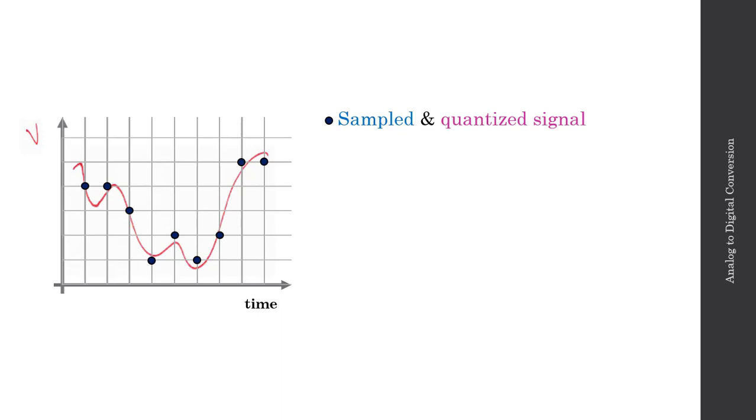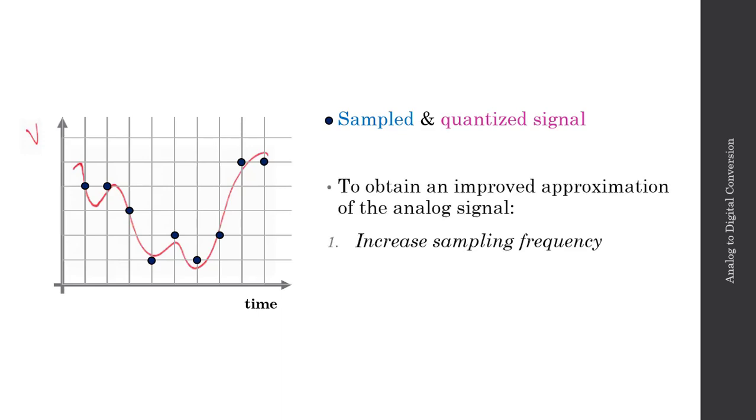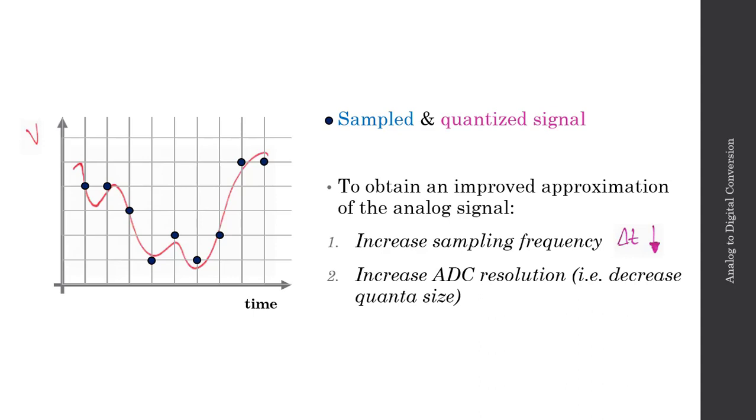This representation tells us that we can obtain a better approximation of the analog signal by either increasing the sampling frequency, which will increase the density of vertical bars here. This effectively reduces the time between samples, reduces our delta t, or by increasing the ADC resolution. So again, increasing the density now of the horizontal bars. Ideally, we would increase both, but performing one or the other will give us an improved approximation of the analog signal.